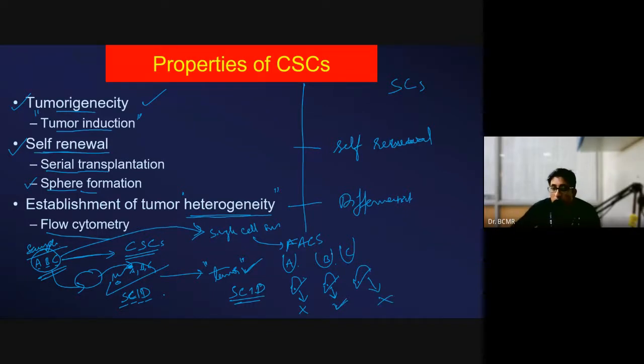That means out of these 3 cell types, A does not have tumorigenicity capacity, C does not have tumorigenicity capacity, and B has tumorigenicity. So that is how we prove one of the characteristics, the ability to give rise to tumors. That is the first thing.